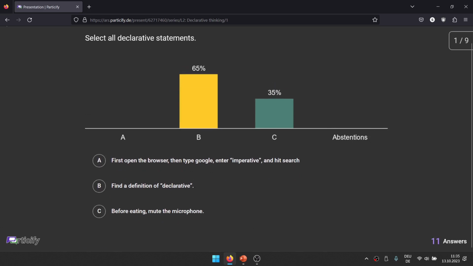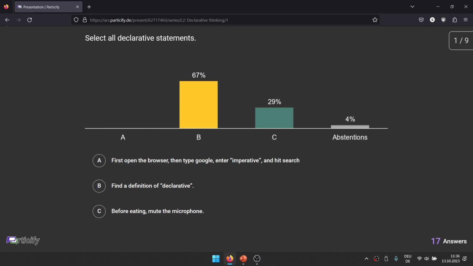Okay, so we have some majority vote that says B is declarative, because it just says find the definition of declarative. It doesn't tell us how. And A is not declarative, because A tells us exactly the steps of how we're going to find the definition of imperative, right? So, are A and B very, very different? Well, one is imperative, the other one is declarative.